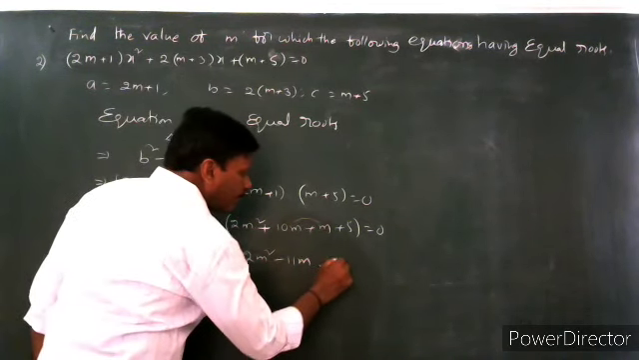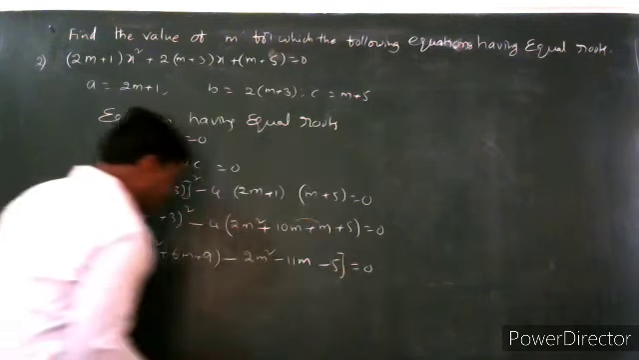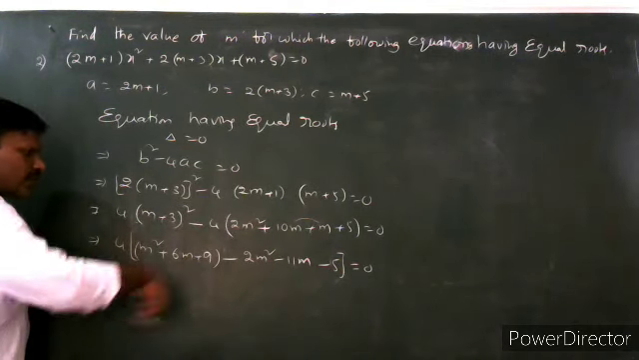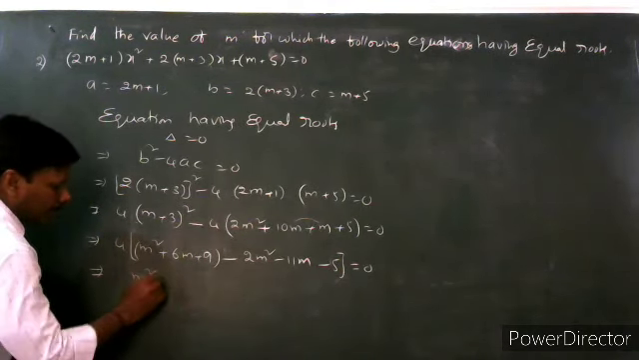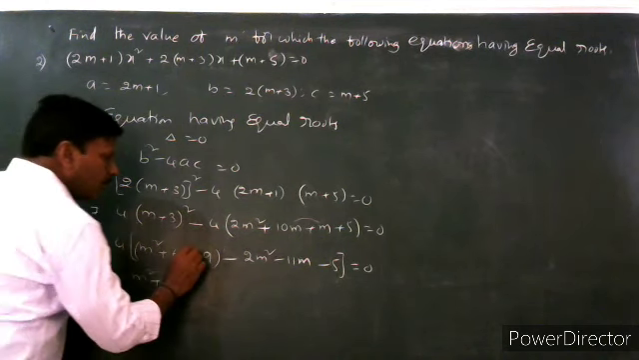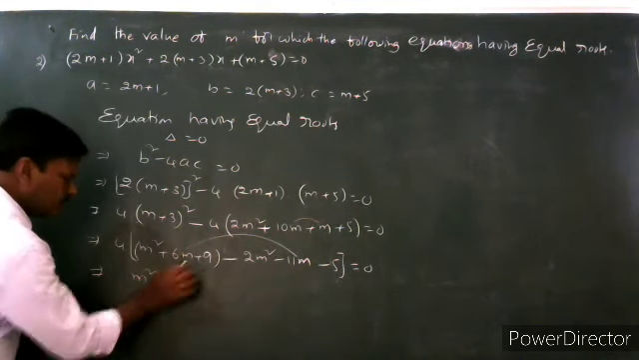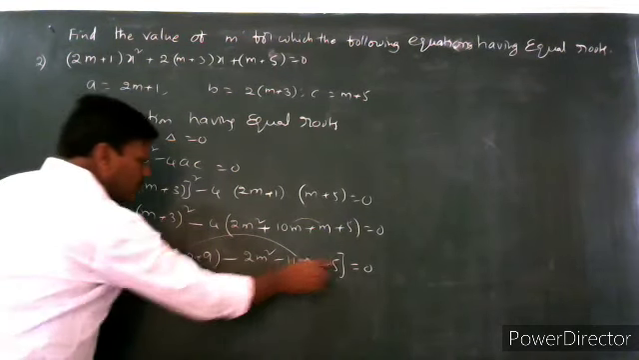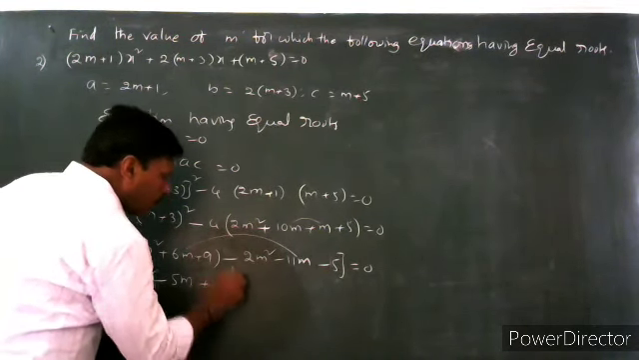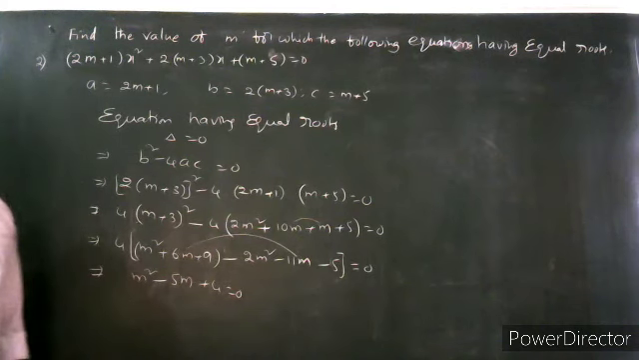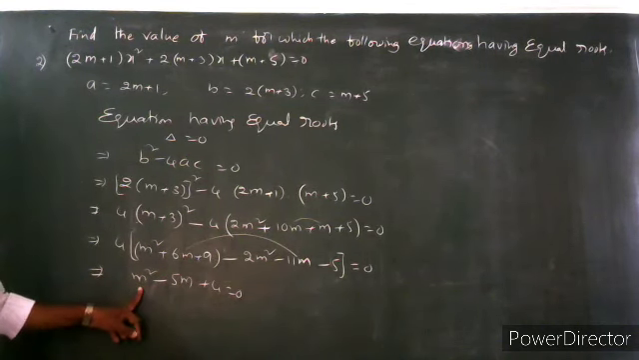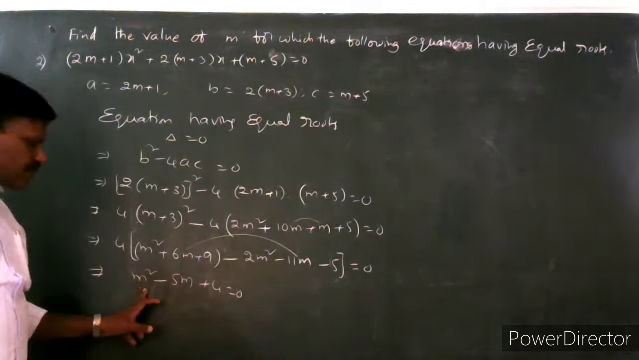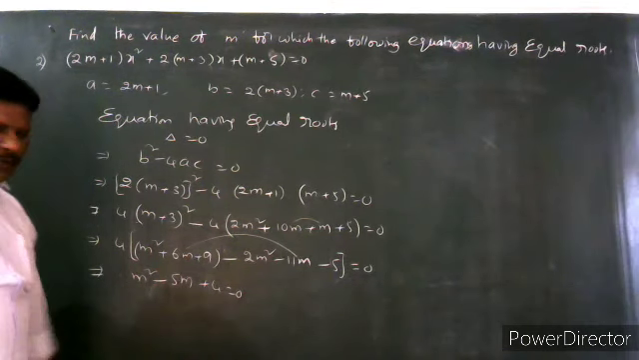11m minus 5 is equal to 0. 4 sent to that side, m square, 6m minus 11m, this is minus 5m, 9 minus 5 plus 4 is equal to 0. We get a quadratic equation in terms of m: m square minus 5m plus 4 is equal to 0.